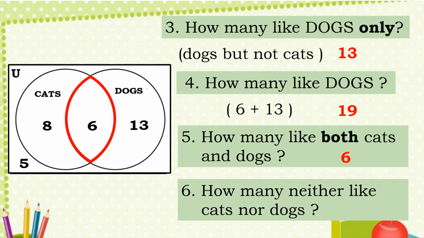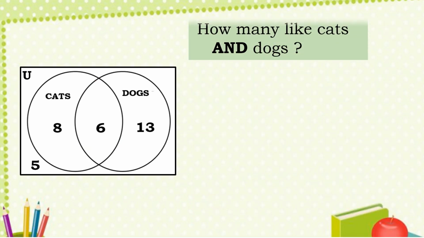Next, how many like neither cats nor dogs? So neither of the two. In other words, we are referring to this particular section here, outside the circles. That's it, it's outside. So the answer is 5. How many like cats and dogs? Our answer is 6. The word "and" means intersection.